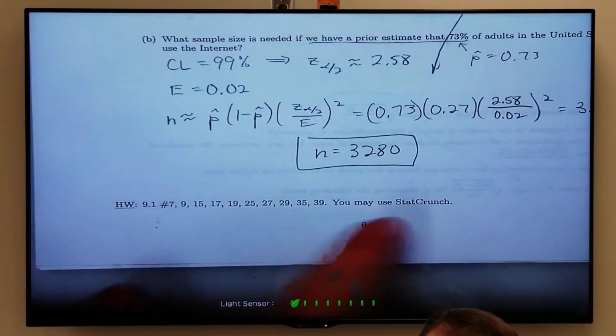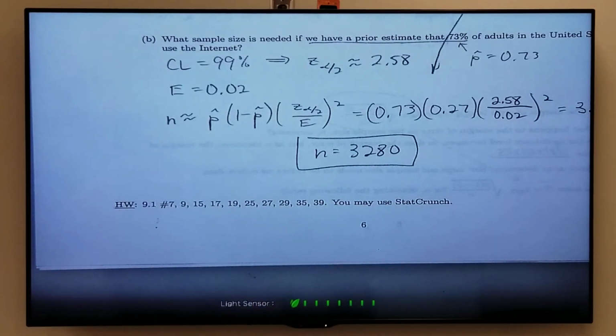Anyway, so that's that. Here's your homework assignment. You can use StatCrunch on all of the problems. I think earlier I said I might have you do some of the confidence intervals by hand. I guess not, so I'm not asking you to do any of them by hand. You can just use StatCrunch for all of them.